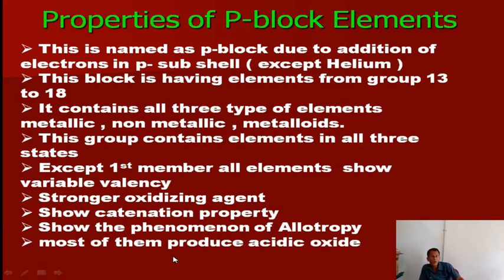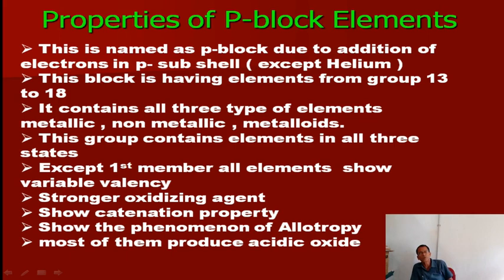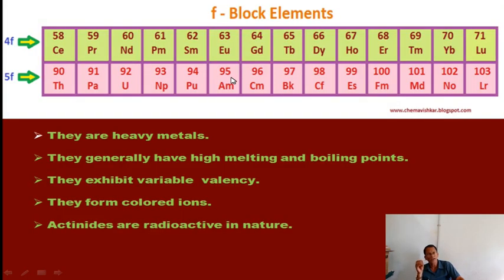That's what is called the catenation property. And there is also allotropic form. Allotropic form means different forms of an element having different structures, like carbon has mainly two types of allotropes: diamond and graphite. So non-metals show allotropic modification, and most of them produce acidic oxides. A very important thing is that non-metal oxides are mostly acidic, but metallic oxides are basic. So these are very important properties of P block elements, and the properties also differ from S, D and F block elements. After the P block, the last block that remains is the F block.